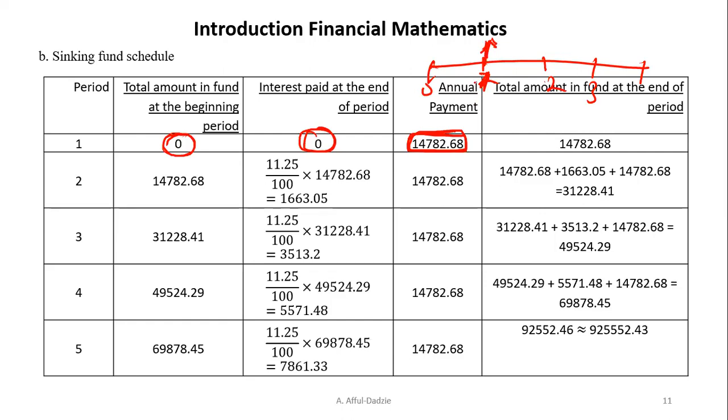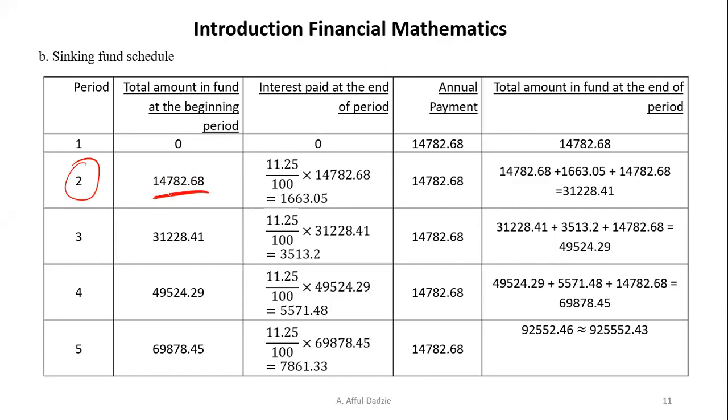So we can't earn any interest. You notice that there is no interest here at the end of period 1. So we have made our first payment, so the total in the fund at the end of period 1 is this. But bear in mind that the end of period 1 is also the beginning of period 2. So at the beginning of period 2, we have this amount in the bank, the same as what we had at the end of period 1.